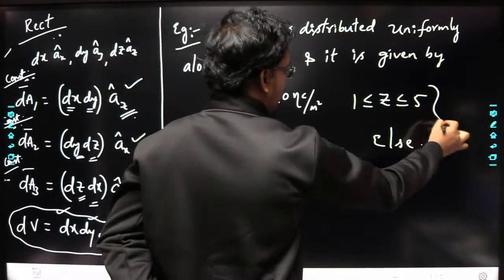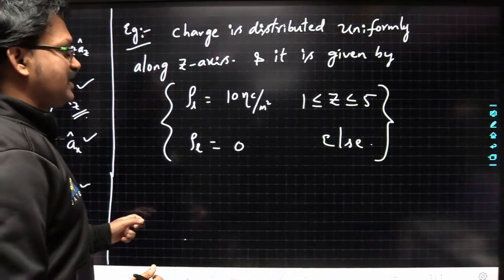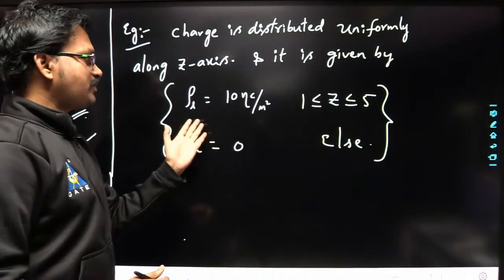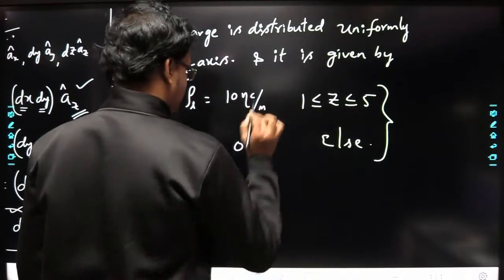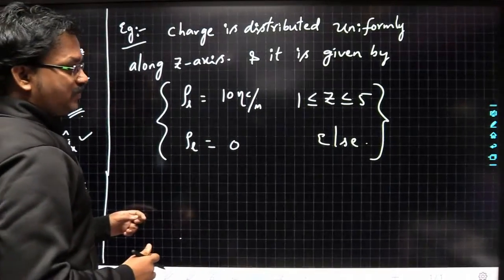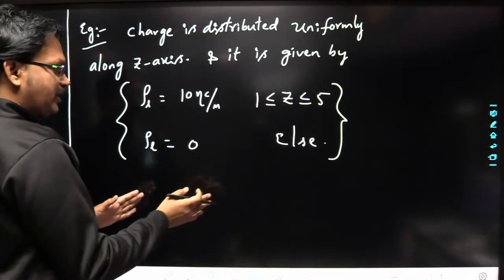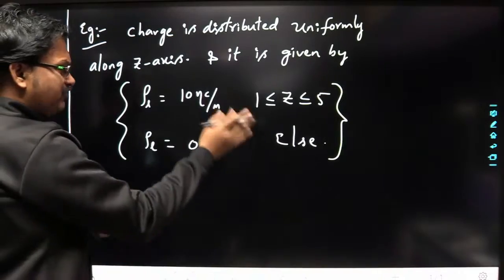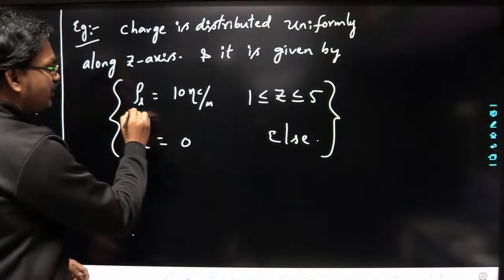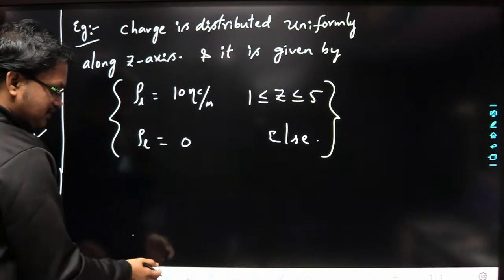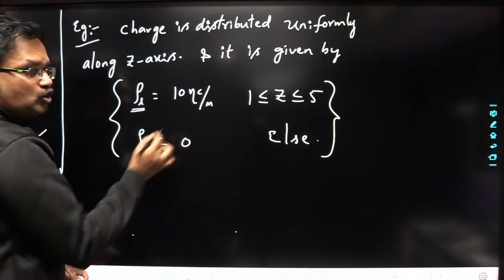So they have given that the charge is distributed uniformly along the z-axis, and that distribution is given by rho L equal to 10 nanocoulomb per meter in the range of z from 1 to 5. In the remaining values of z, rho L is 0. Now, rho L is nothing but the charge per unit length, the charge that is distributed per unit length.